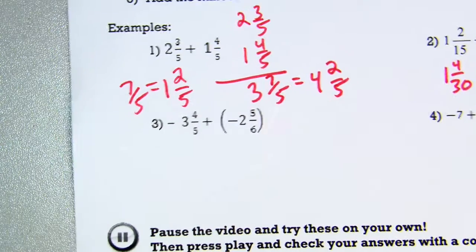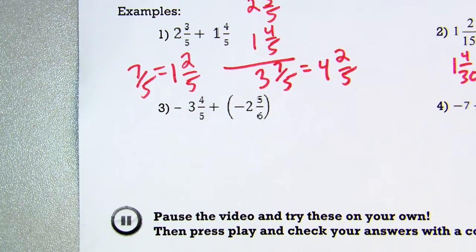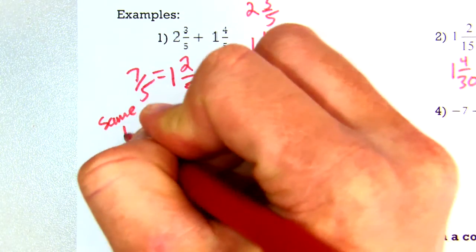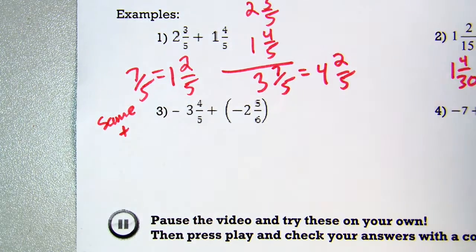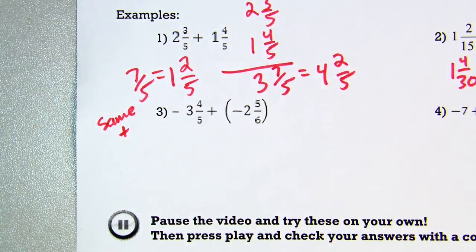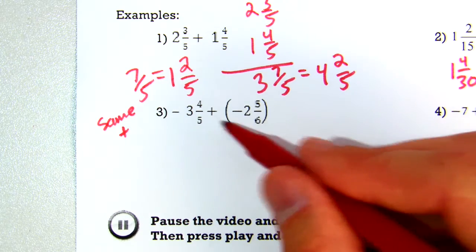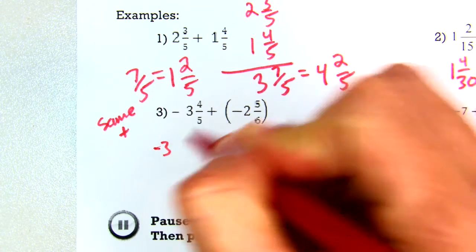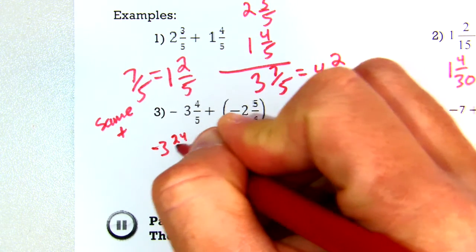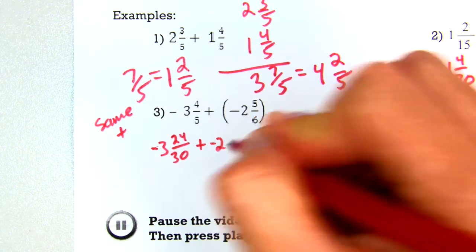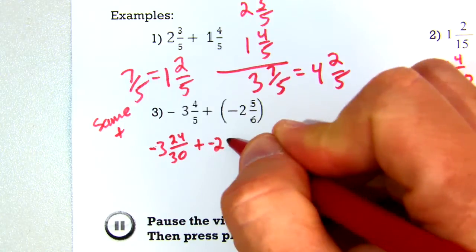Number 3 here. Starting to work with negatives now, we have negative 3 4/5 plus negative 2 5/6. They are the same symbol. So again, I'm just going to be adding them, but my answer is going to be negative. I also notice they do not have a common denominator, so I need to get there. I have a 5 and a 6 as my denominators, so my common denominator is going to be 30. So it turns out to be negative 3 24/30. And then I'm going to add negative 2 25/30.